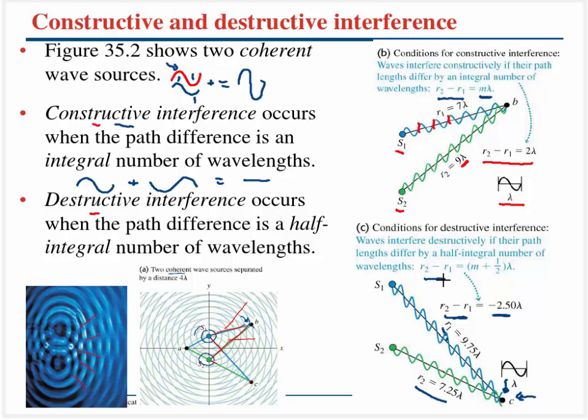So this difference in path length is going to be a half-integral number of wavelengths. M is going to be 0, 1, 2, but the difference in path length has a half added to it, so it's going to be 1/2 wavelength, 1.5 wavelengths, 2.5 wavelengths. So these waves are going to cancel each other out. And this is going to be true not only for mechanical waves, but also electromagnetic waves.